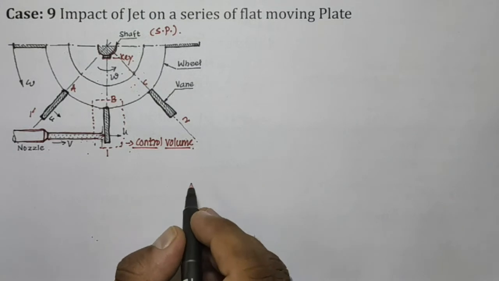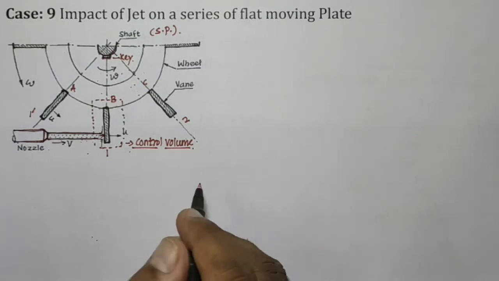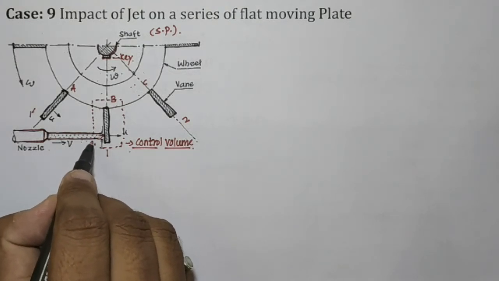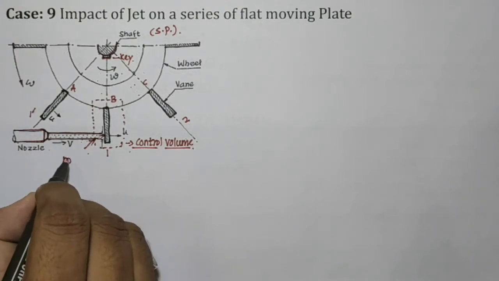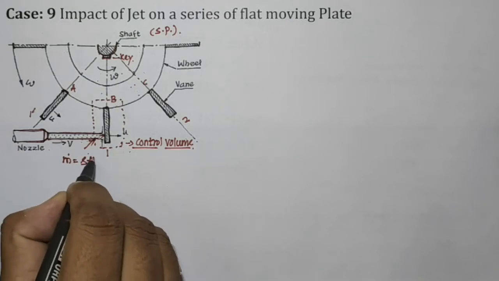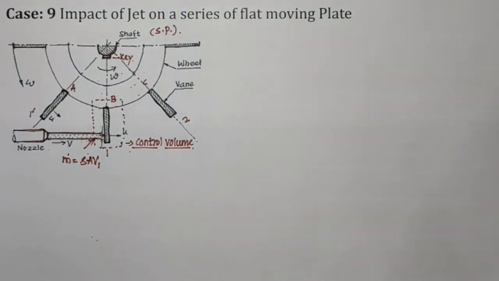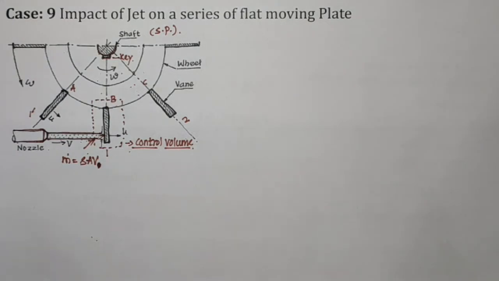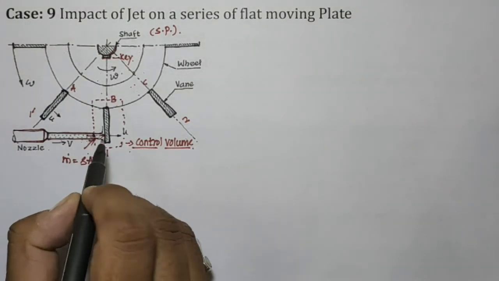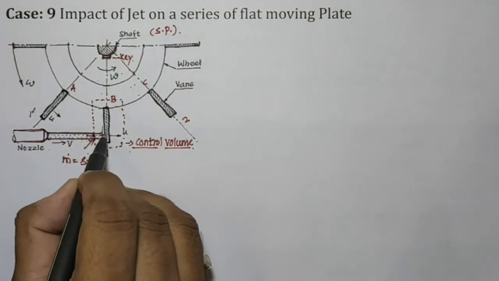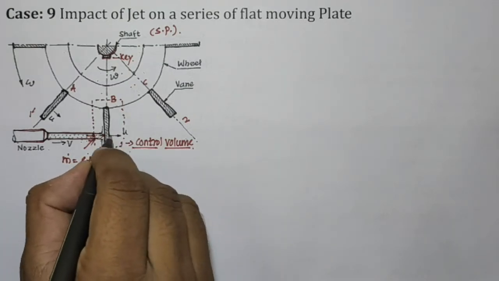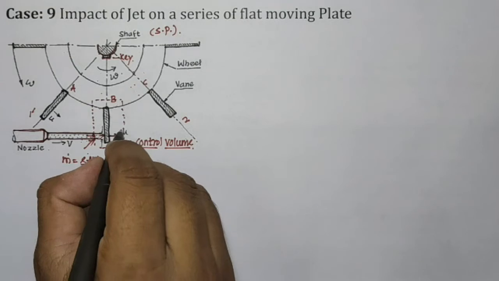The volume which is taken under consideration of energy transmission study. Now what will happen? This water is entering into this particular control volume with a mass flow rate m dot equal to rho a v1, or for the sake of understanding we will just consider rho a v. It is entering here. While striking the plate, it is moving in this direction and it is moving with velocity u.